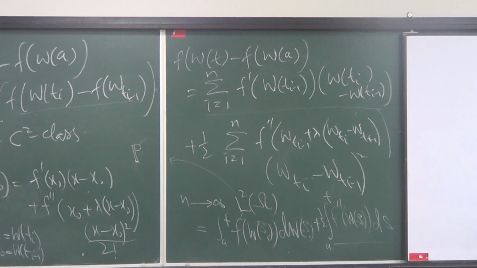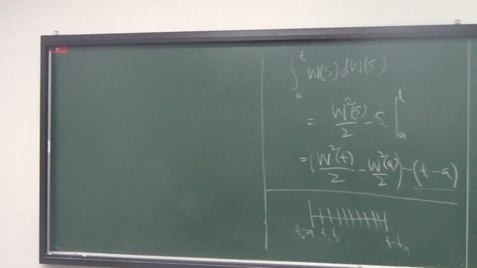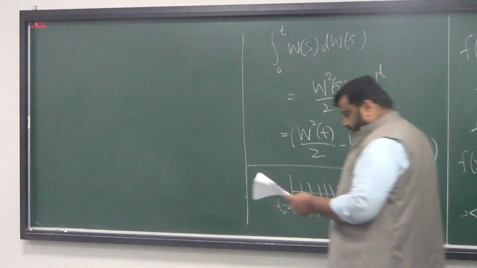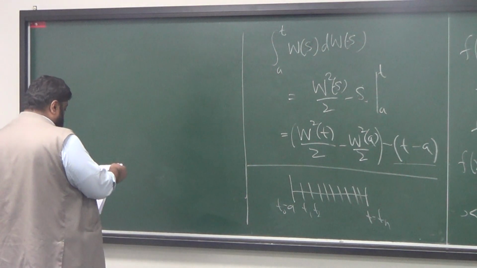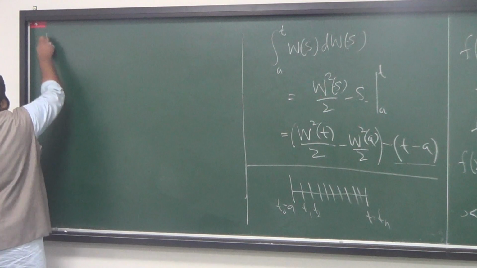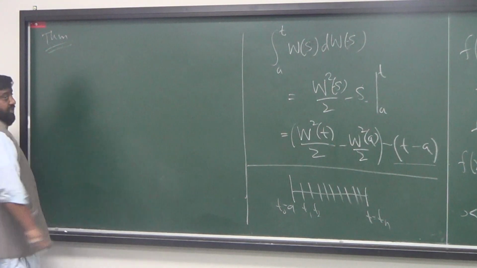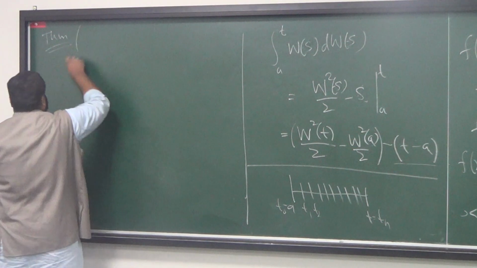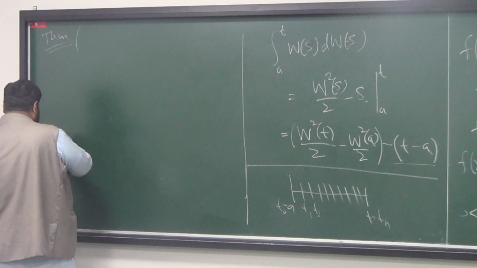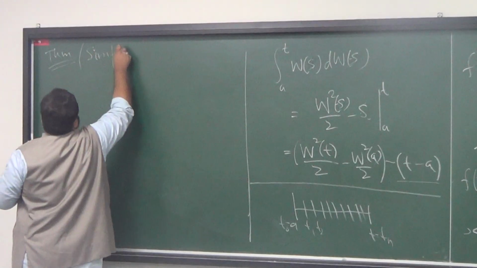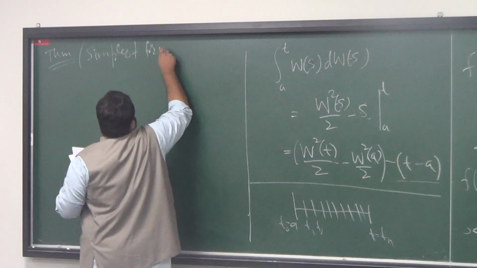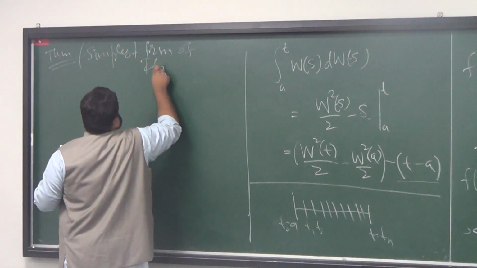I would like to talk in general about the things first and what are the advantages of doing it. Okay. So the result that I am writing is, so here's the theorem. Okay, so this theorem is really the simplest form of Ito's lemma. It's the simplest form of Ito's lemma.